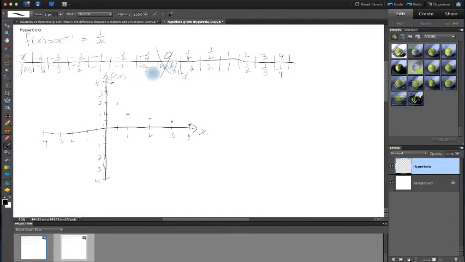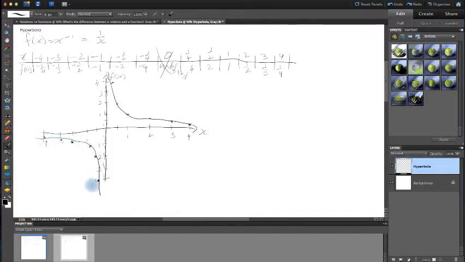Okay, now for the other side, when I put in -1/4, I get -4. It's way down here. When I put in -1/2, I get -2. Put in -1, I get -1. Put in -2, I get -1/2. Put in -3, I get -1/3. Put in -4, I get -1/4. Okay, so now I'll join up these dots with a line. Show what this looks like.